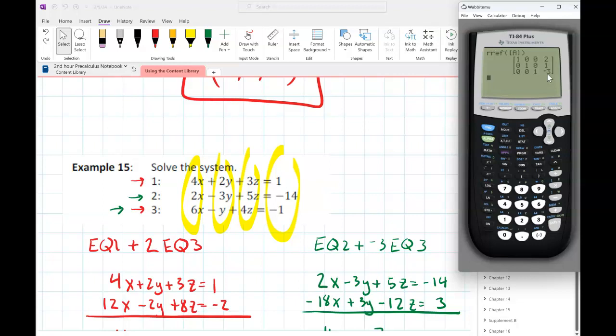So the question becomes then, Mr. Kulik, what is this going to look like if it's a no solution or infinitely many solutions? If I do this on my calculator, what's that going to look like, right? What do you guys think?